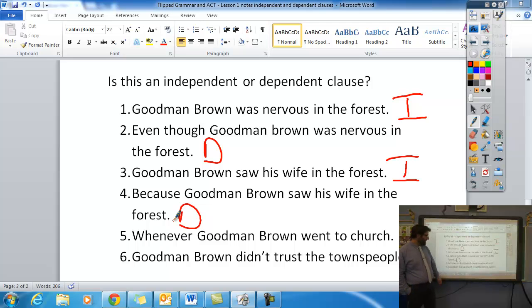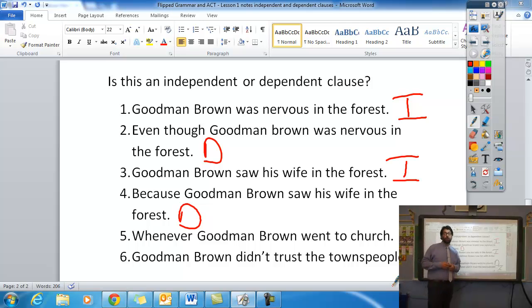Last couple. Whenever Goodman Brown went to church. Complete thought? So independent clause or dependent? Dependent, right? This one is not a complete thought. It can't stand on its own. So what happened whenever Goodman went to the church, right? This is not a complete thought. It can't be its own sentence. So this one is dependent. And the last one. Goodman Brown didn't trust the townspeople. Complete thought, right? Got a subject, got a verb. It expresses a complete thought. This can be its own sentence. Okay? So this one is independent.